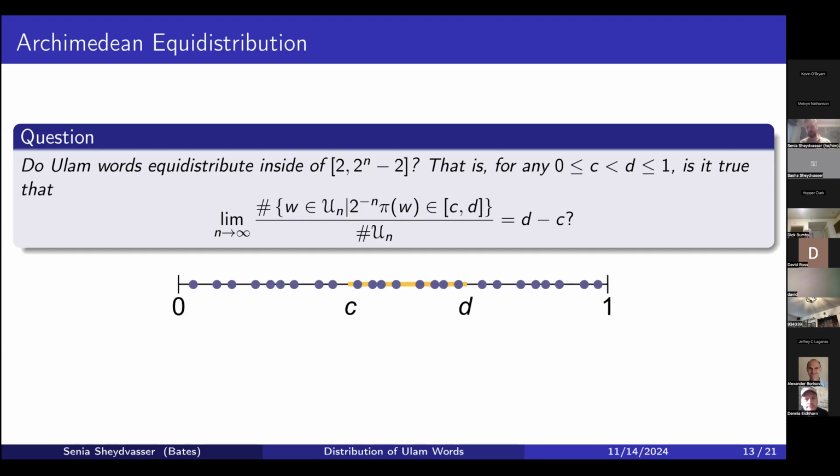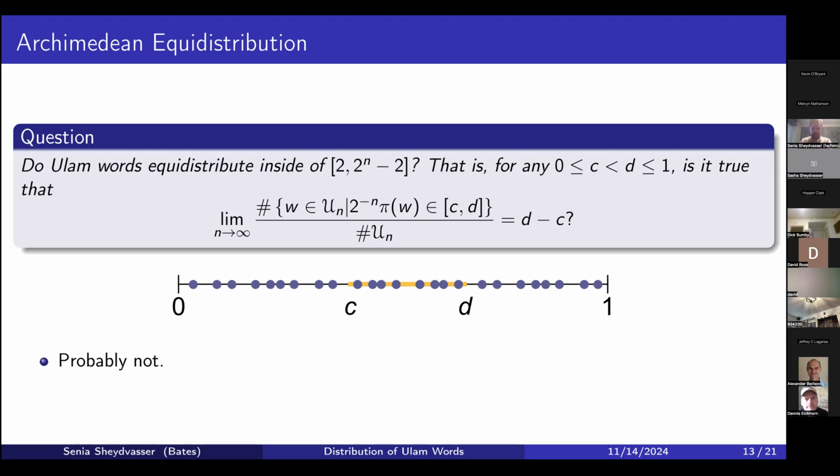So here's the picture. This is a different sequence of points, one that actually tends towards equidistribution. We fit all of these points on the unit line. We have this subinterval from C to D, and then we count how many points are in the subinterval and divide by the total number of points. This should be about D minus C. So the probability that they're in any subinterval is the length of the subinterval.